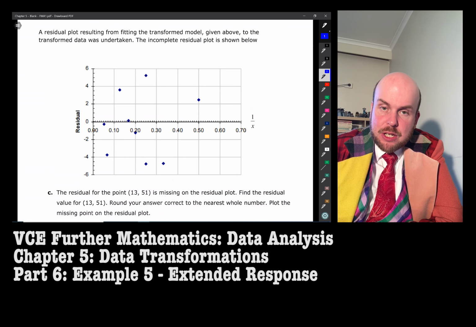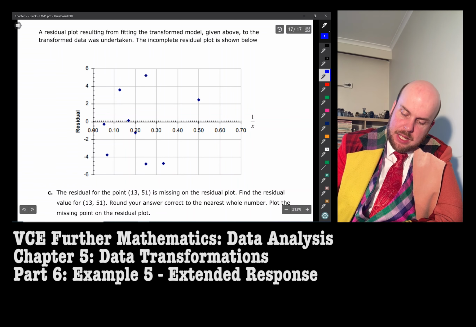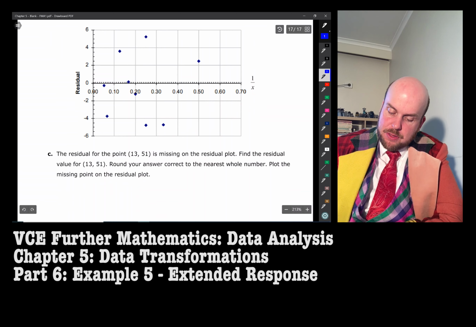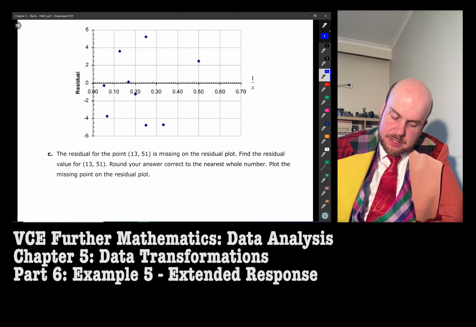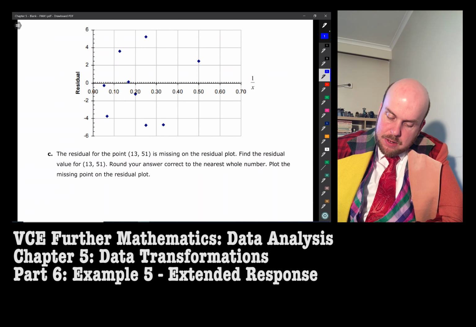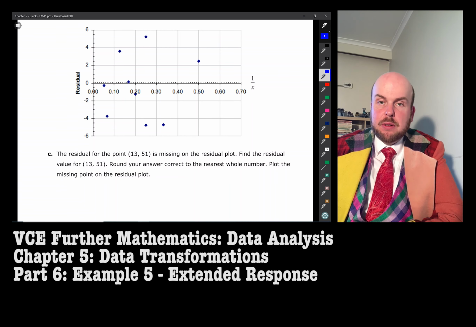A residual plot resulting from fitting the transformed model given above to the transformed data was undertaken. An incomplete residual plot is shown below. The residual for the plot 1351 is missing on the residual plot. Find the residual value for 1351. Round your answer correct to the nearest whole number.